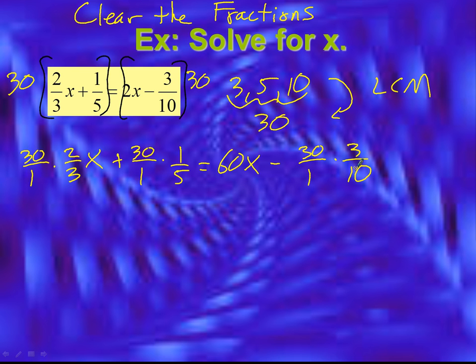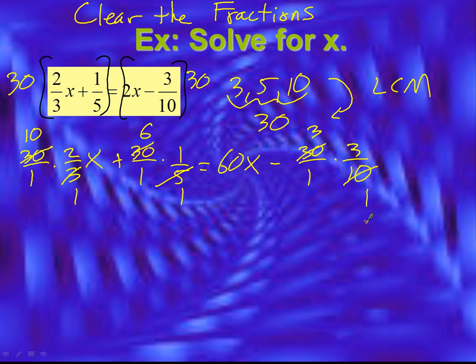What can I reduce up here? 30 and 3. Cross-reduce. What do those reduce to? 10 over 1. 30 over 5 is 6 over 1. And 30 over 10 is 3 over 1. Now, I want you to notice something here.